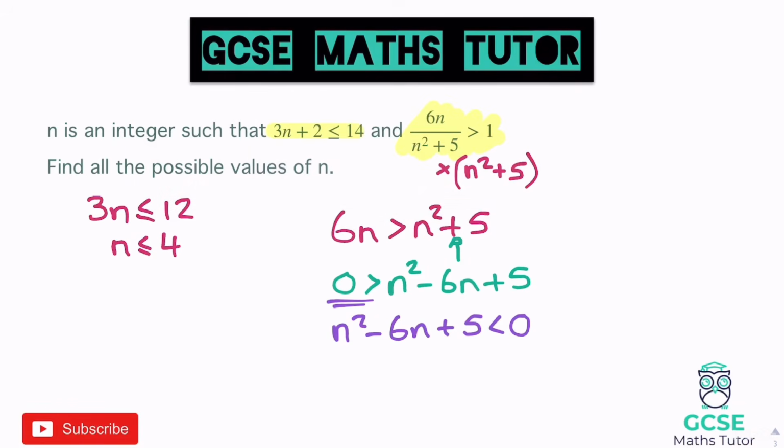Now we can actually go about factorising this. So for 5, the only options are 1 and 5. So in our brackets, and it's negative 6 in the middle, we're going to have n minus 5 and n minus 1.